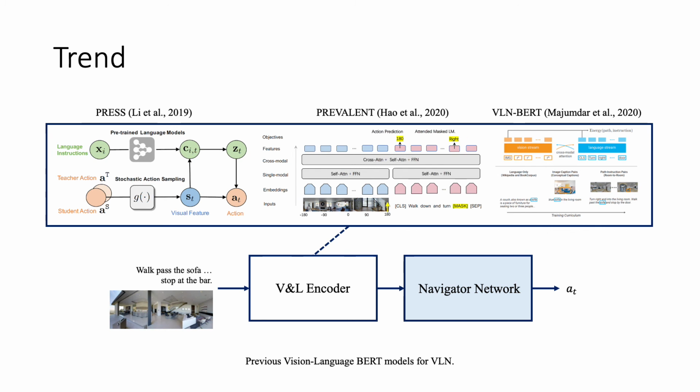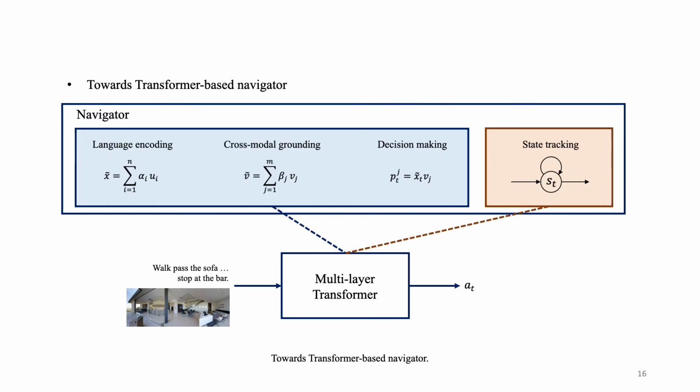There is already some previous work that introduced transformers and pre-training into the VLN models, for example, PREVALENT and VLN-BERT. However, one common property of these models is that they all only use the transformer as an encoder to encode both visual and textual information. The navigator network is not integrated into the transformer. So one question worth thinking about is, can we also have a transformer-based navigator so that a single transformer can do both feature encoding and action prediction?